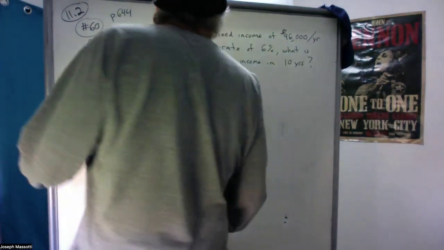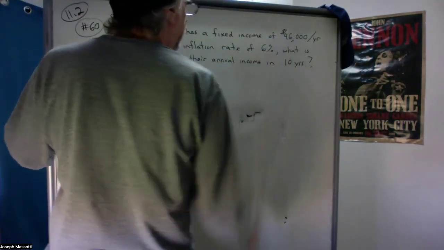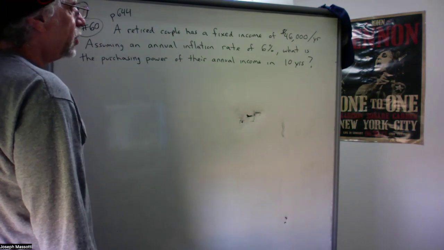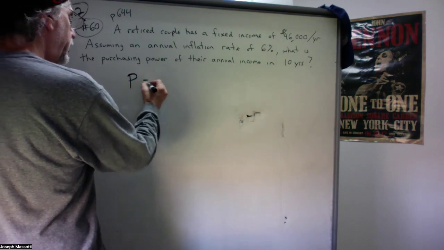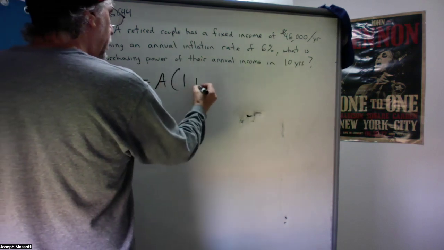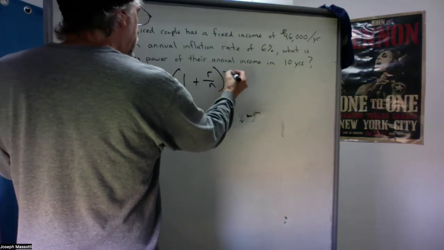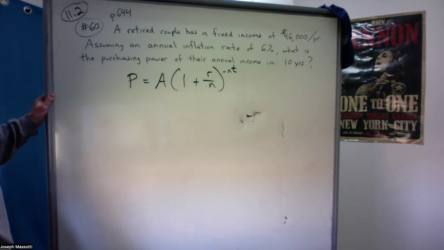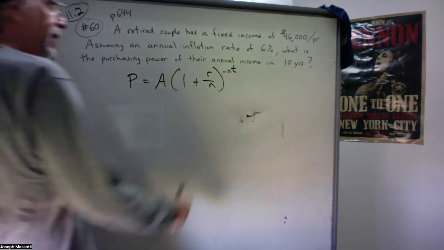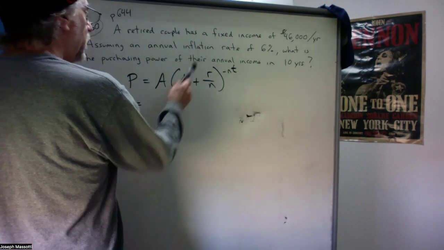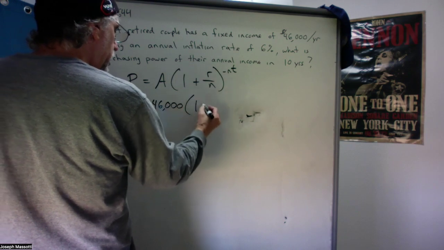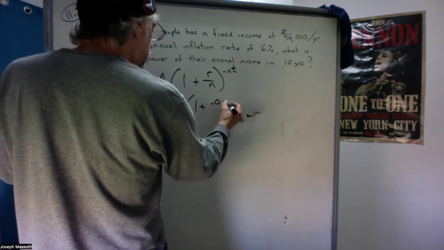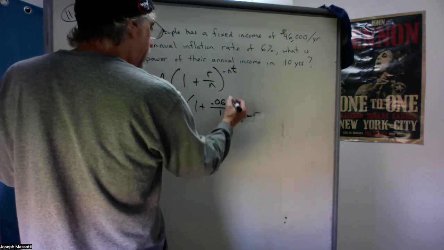Our final amount, 46,000. And we want to know what that is going to be worth in 10 years. So we're going to use that same present value formula of A times 1 plus R over N to the negative NT. That's going to give us the purchasing power of their annual income in 10 years. So 46,000 is the final amount we use in this formula. The rate is 6%. The N is 1 and the T is 10.